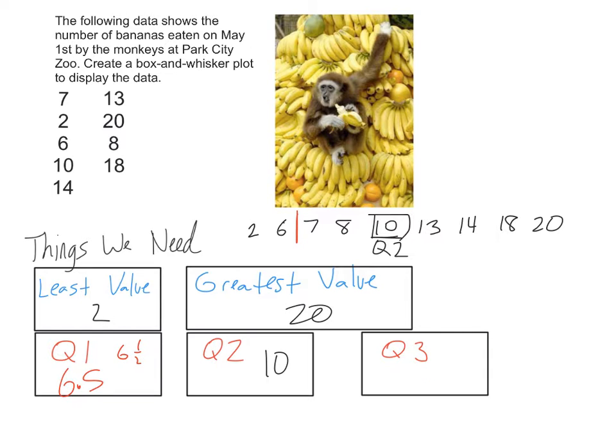Quartile 3, the middle of the upper half, and here's our upper half. So what is the middle of those right there? It's going to be right there between 14 and 16. The average of 14 and 18, my apologies. The average of 14 and 18 is 16. Okay, so we have everything we need. Now we can draw our box and whisker plot.